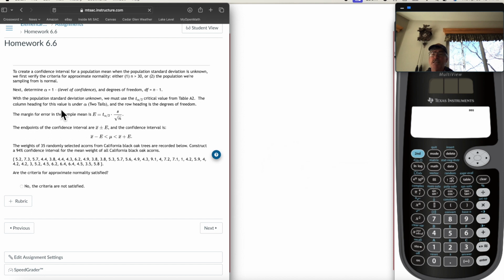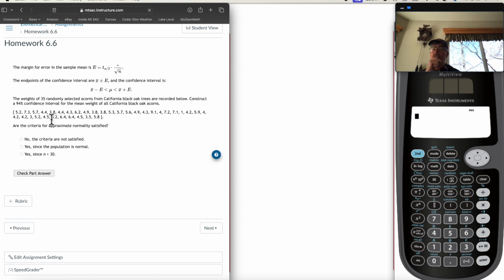The column heading is under alpha 2 tails, and the row heading is the degrees of freedom. Okay, so the margin of error formula is here. The endpoints of the confidence interval are there, and we'll go ahead and jump right into this. So it says the weights of 35 randomly selected acorns from California black oak trees are recorded below. Construct a 94% confidence interval for the mean weight of California black oaks.